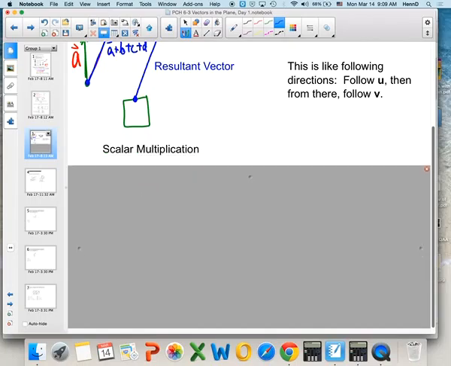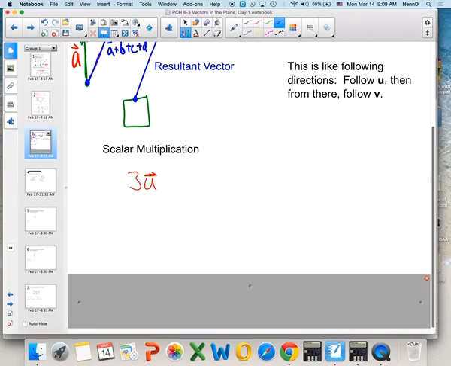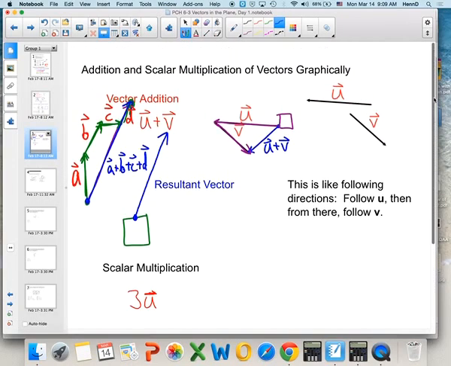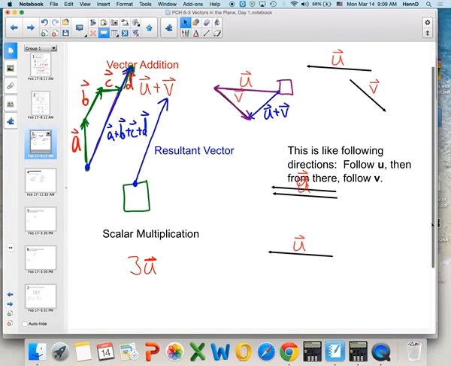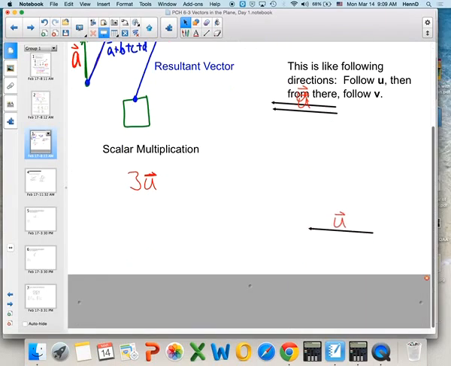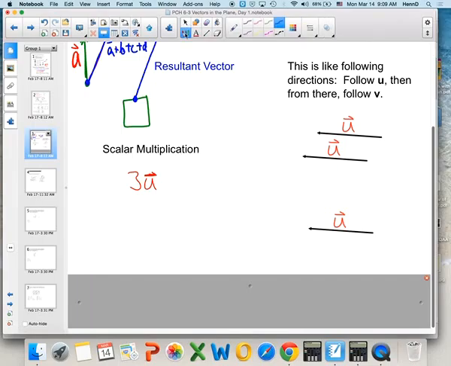Another thing I want to look at is scalar multiplication. This is a real easy one to deal with. Let's say I had 3u. Well, if I have 3u, let's come back up here and get 3u. What do you think I'm going to do with these 3u's to get 3 times u? Add them, right? 3u is the same thing as u plus u plus u.